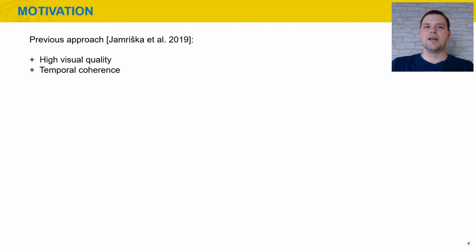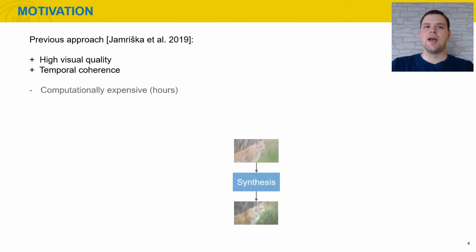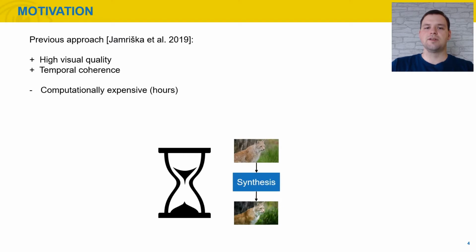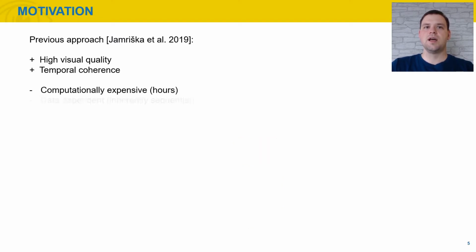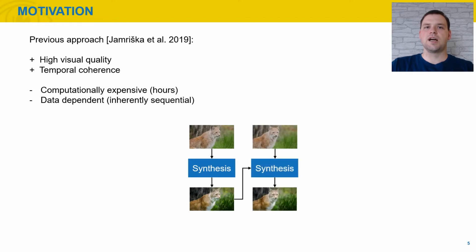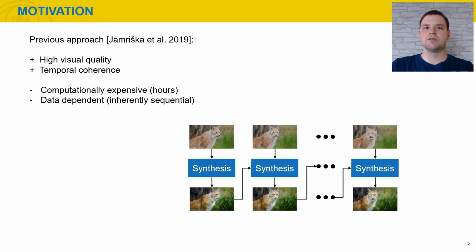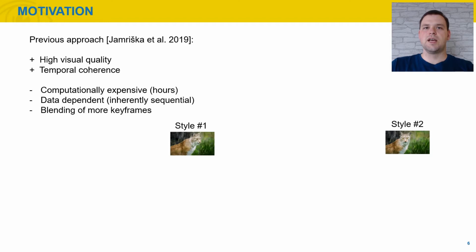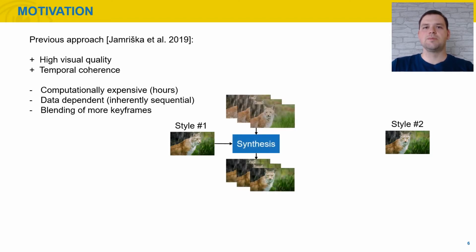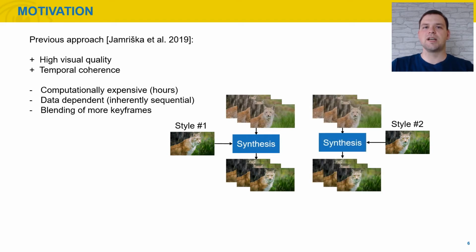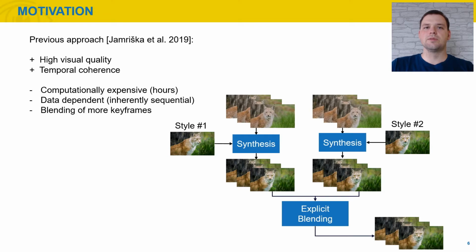While this approach is able to deliver state-of-the-art results, there are drawbacks which make it difficult to use in a real production environment where interactive feedback is inevitable. It's computationally extremely expensive. For longer sequences it may take hours. It's sequential, meaning to stylize the current frame, the previous frames need to be processed first. And last but not least, in the case when there are multiple stylized keyframes available, an entire video has to be processed from the first keyframe and from the second keyframe individually. Then an explicit blending operation needs to be performed.